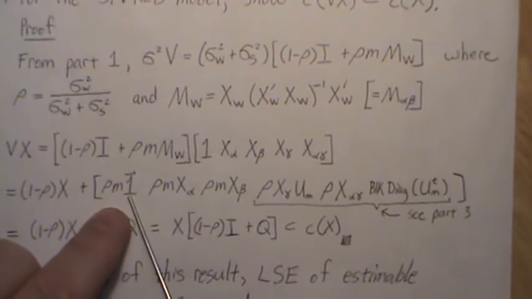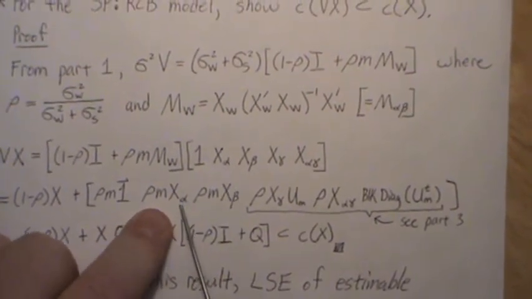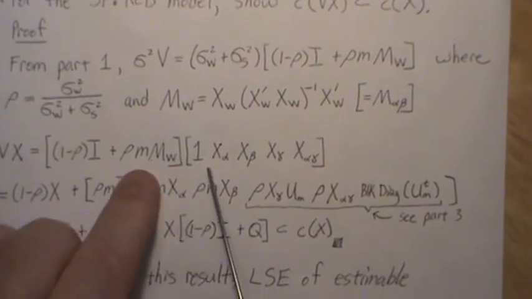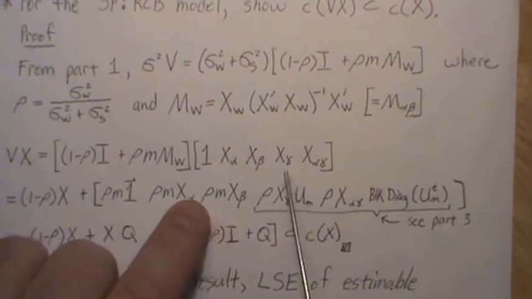So this is this one. That one is this one, right? MW times X alpha, you just get X alpha back. So this times that is this. So the tricky ones are these two column spaces.